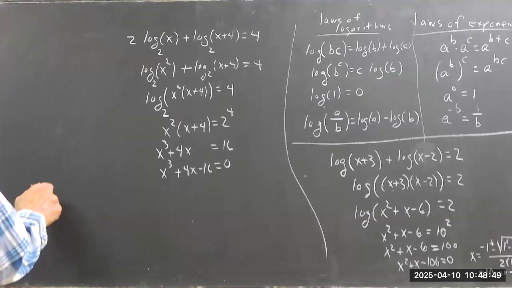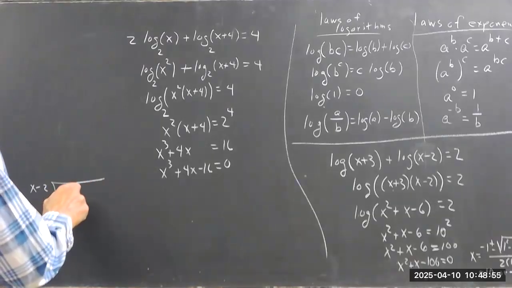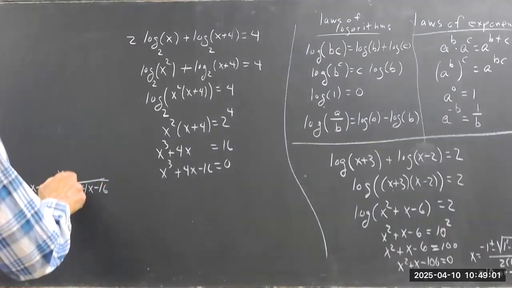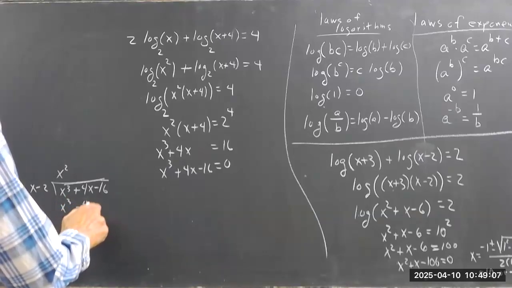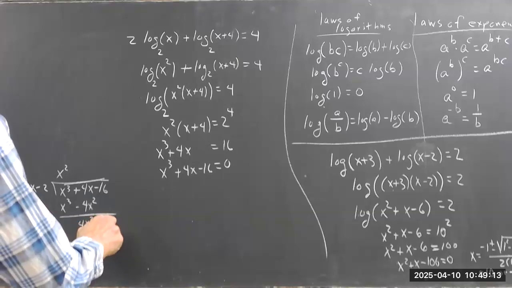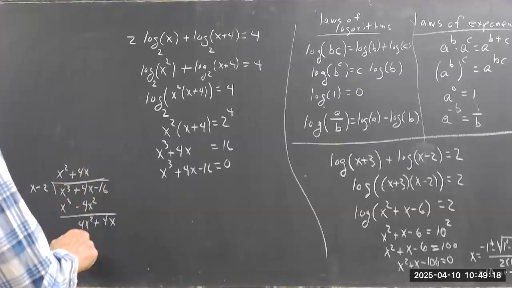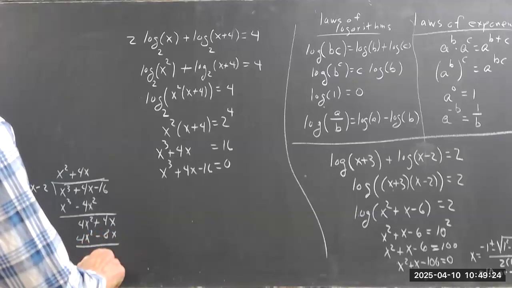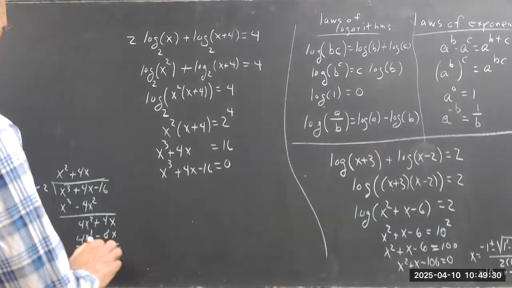Just by way of review, something you need to know. Divide x minus 2 into x cubed plus 4x minus 16. We get x squared. So now we have x cubed minus 4x squared. It's going to give us 4x squared plus 4x. You divide that by x, you get plus 4x. You got 4x squared minus 8x.